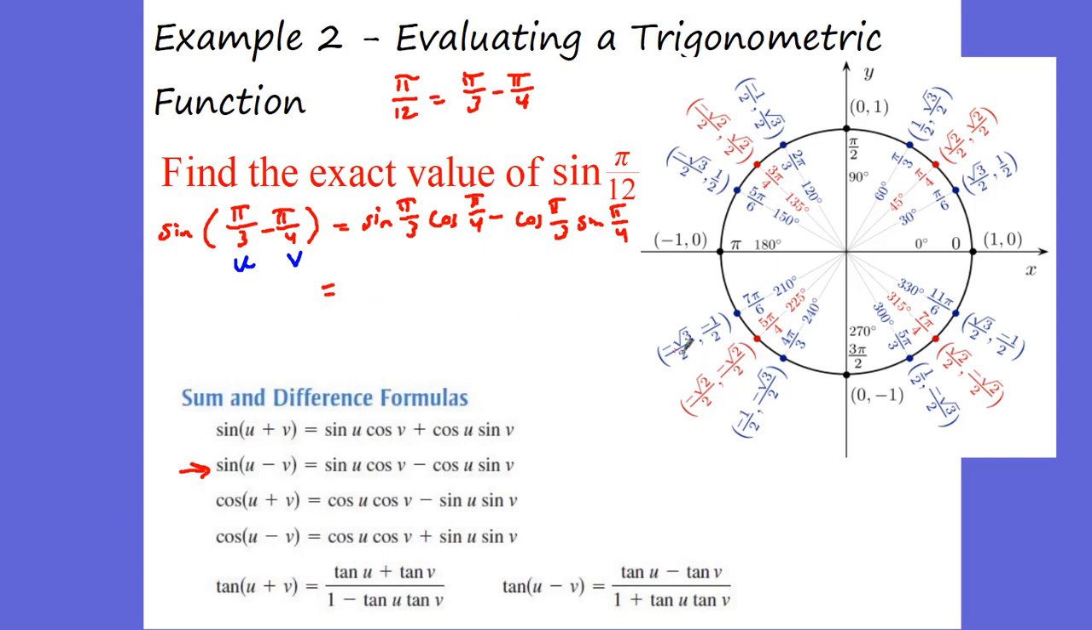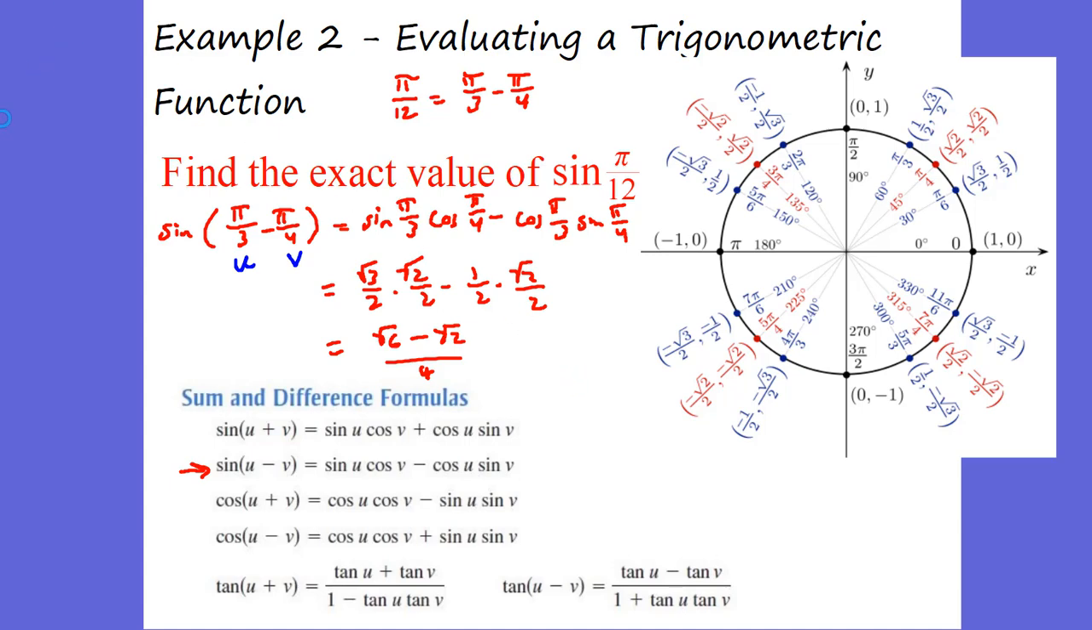Now I go to my unit circle. What's sine of pi over 3? That's root 3 over 2. What's cosine of pi over 4? That's root 2 over 2. What's cosine of pi over 3? Cosine of pi over 3 is 1/2. What's sine of pi over 4? That's root 2 over 2. And so I end up getting root 6 minus root 2 all over the common denominator of 4, and that is the exact value of sine of pi over 12.